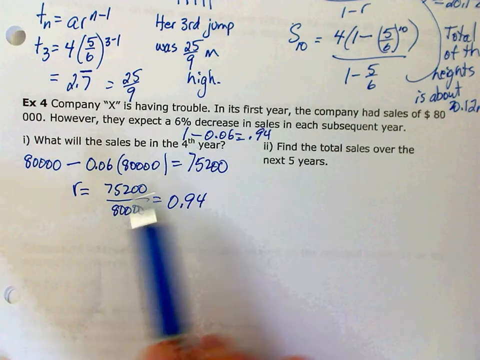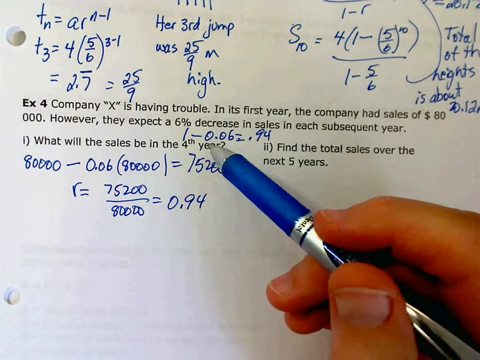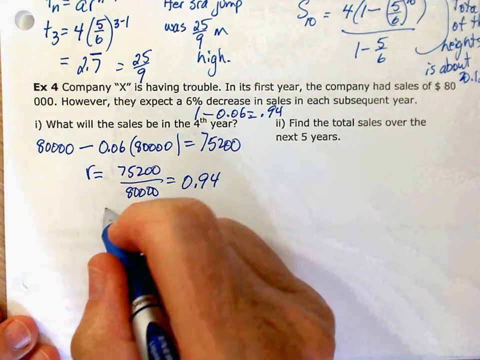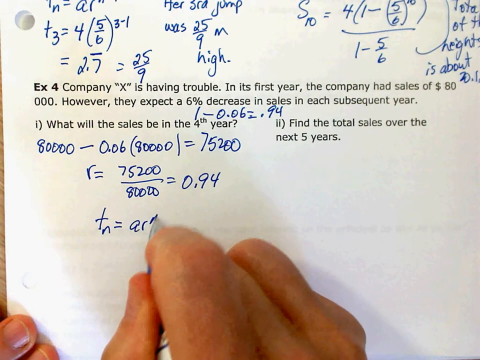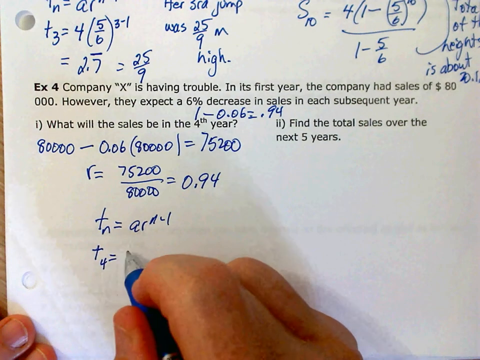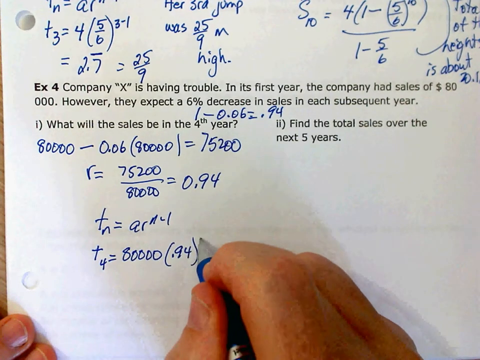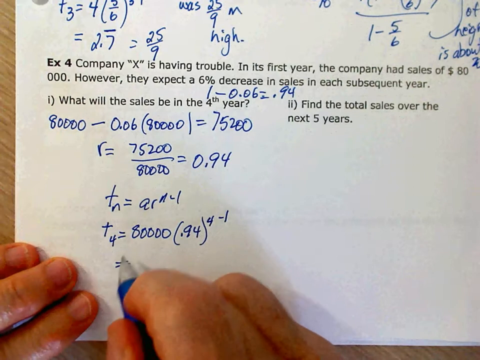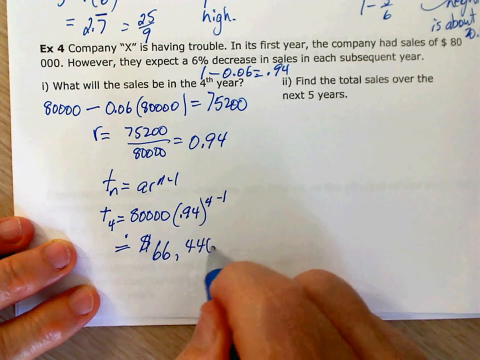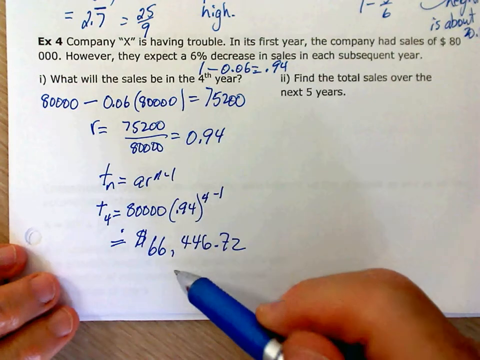Okay, so what will be the sales in the fourth year? So that's Tn or Sn? Tn equals a r to the n minus 1. T4 equals 80,000 times 0.94 to the 4 minus 1. And if you work that out, you get approximately 66,446.72. So they're constantly decreasing. That is a major concern in any business.